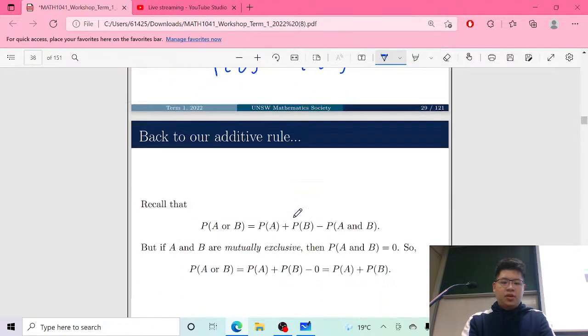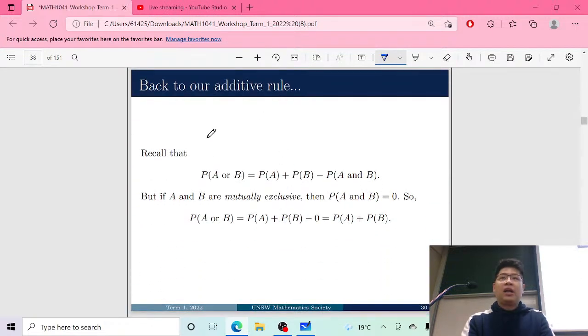So if you're looking back at our additive rule here, if you remember, P(A or B) equals P(A) plus P(B) minus P(A and B). The case where you would have P(A or B) equal to just these two terms, and you exclude the last term, only happens when you have mutually exclusive events. Because our definition of mutually exclusive is that the probability of A and B happening at the same time is 0. Okay? So this is where you would get P(A or B) equals just P(A) plus P(B).